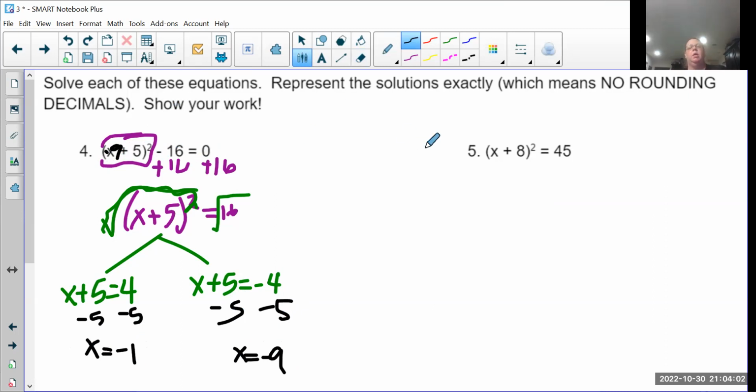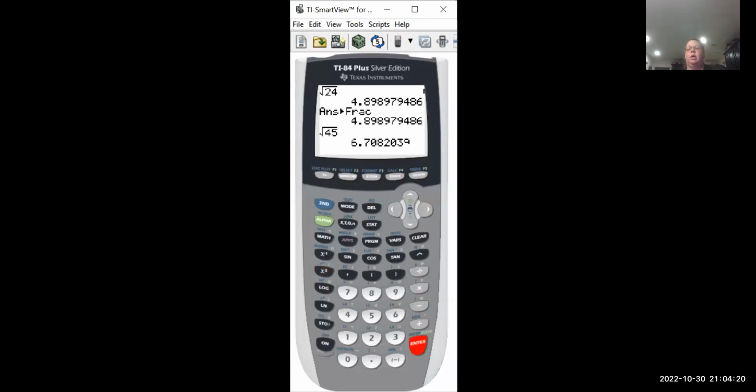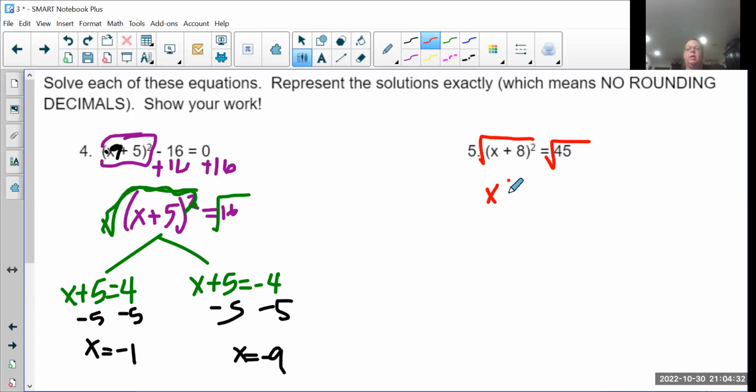So that works. All right, then number 5. This is, again, the thing that we did in lesson 15. We want to square root both sides. But when we square root 45, we don't get a pretty answer. We can go check what we get. The square root of 45 is an irrational answer. I can't put it back into a fraction. I'm not allowed to round, so I'm going to leave it as the square root of 45. So that's going to be x plus 8 equals the square root of 45.